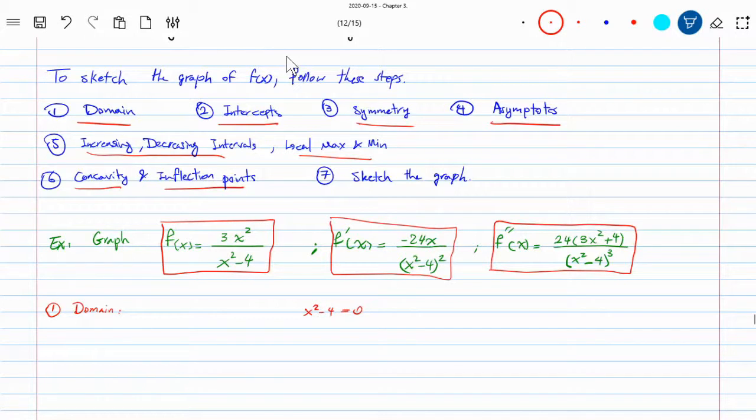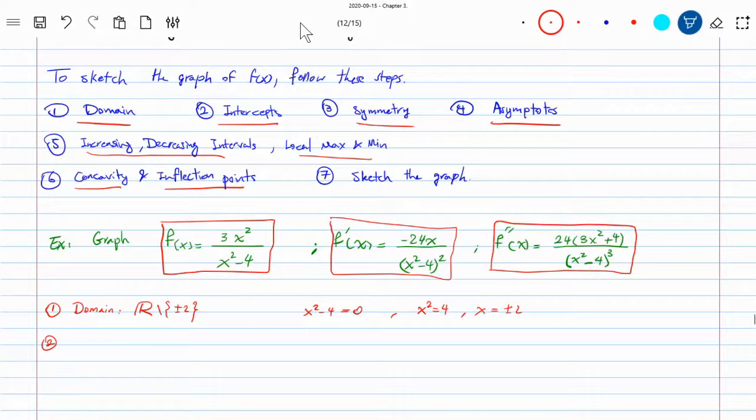A fraction cannot have a 0 in the denominator, therefore x squared minus 4 cannot be 0, so we want to figure out where this denominator is 0. You can move the 4 to the other side and take a square root. x would be plus or minus 2. So we can say the domain is all real numbers except 2 and negative 2. You can write this as the intervals negative infinity to negative 2, negative 2 to positive 2, and 2 to positive infinity. Either way is fine.